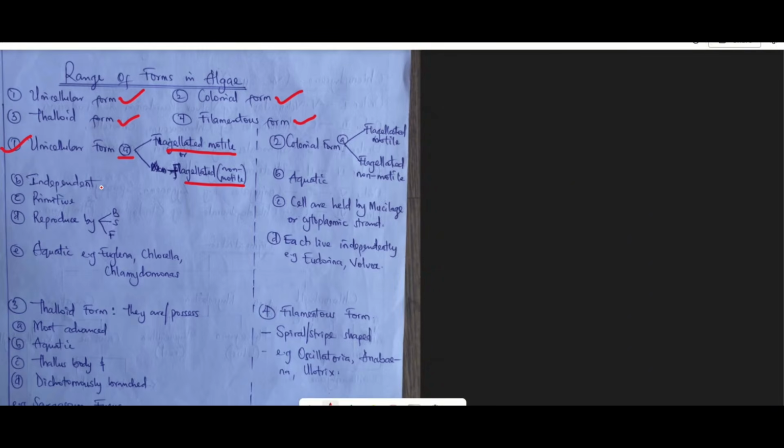Then most of them are independent, which means that they can carry out all the life processes. Then they are primitive. The kind of reproduction they undergo is still BSF, which is binary fission, spore formation, and fragmentation. Then they are mostly aquatic. Examples of single-celled algae that we have are Euglena, Chlorella, Chlamydomonas, and the likes of it.